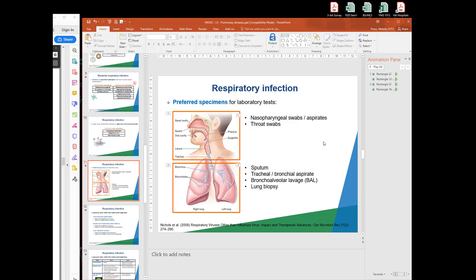To identify the pathogens, we prefer nasopharyngeal swabs or throat swabs to test upper respiratory tract disease. For lower respiratory tract pathogens, we prefer sputum, tracheal or bronchial aspirates, or bronchoalveolar lavage. Sometimes we need a lung biopsy to confirm the infection or the pneumonia condition.